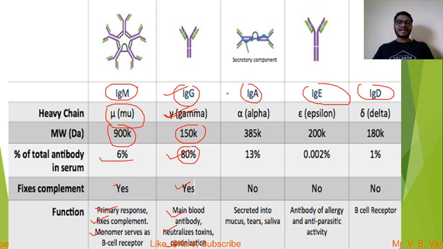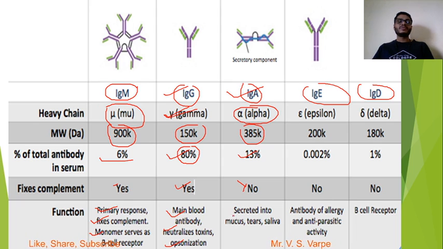Then the next one is the IgA antibody. This is also called the alpha antibody because of the alpha heavy chains. The molecular weight is 385 kilodaltons, and the total percentage of serum in the body is only 30%. This is the second largest antibody in the human body. Complement fixation is totally absent here, and it plays the main role in the secretions of mucus, tears, and saliva. This is a more sensitive antibody.